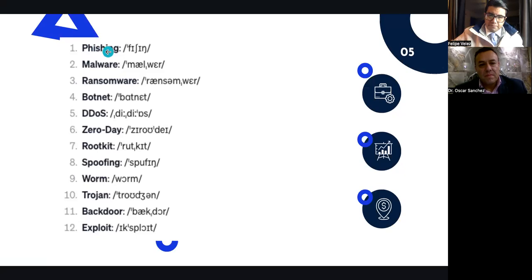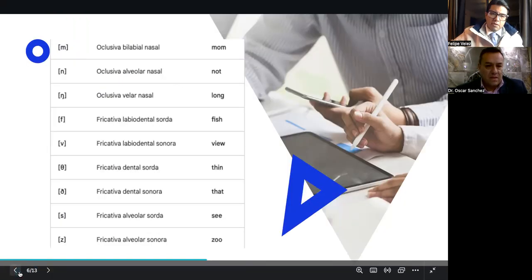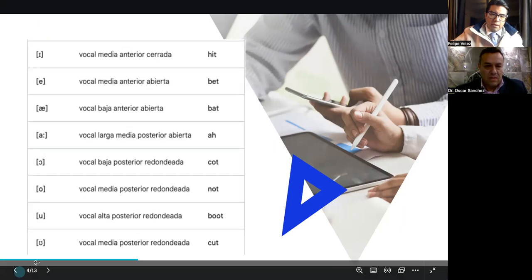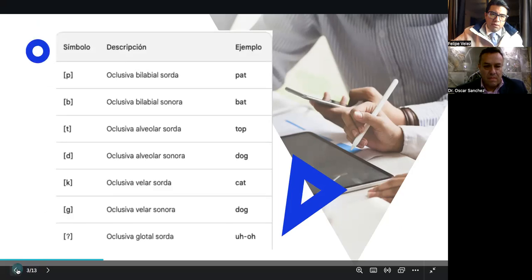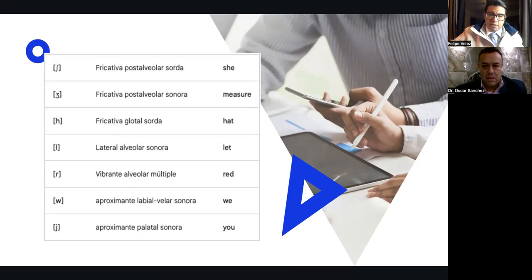Number one. Phishing. No, incorrect. It's going to be an F sound. Phishing. So let's look at the phonemic chart. How do we use the F sound in the phonemic chart? It's not here. Since it's not here, we're only going to pronounce the sound itself.